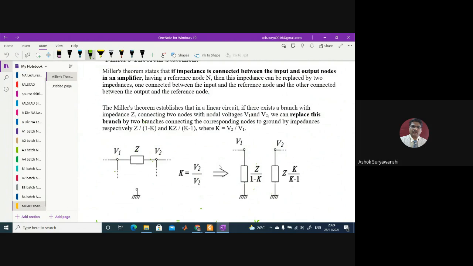So let us understand that in this case, this is voltage V1 at the input side with respect to ground, and this output voltage is V2 with respect to ground. Ground is common. This is just a portion of the circuit considered.